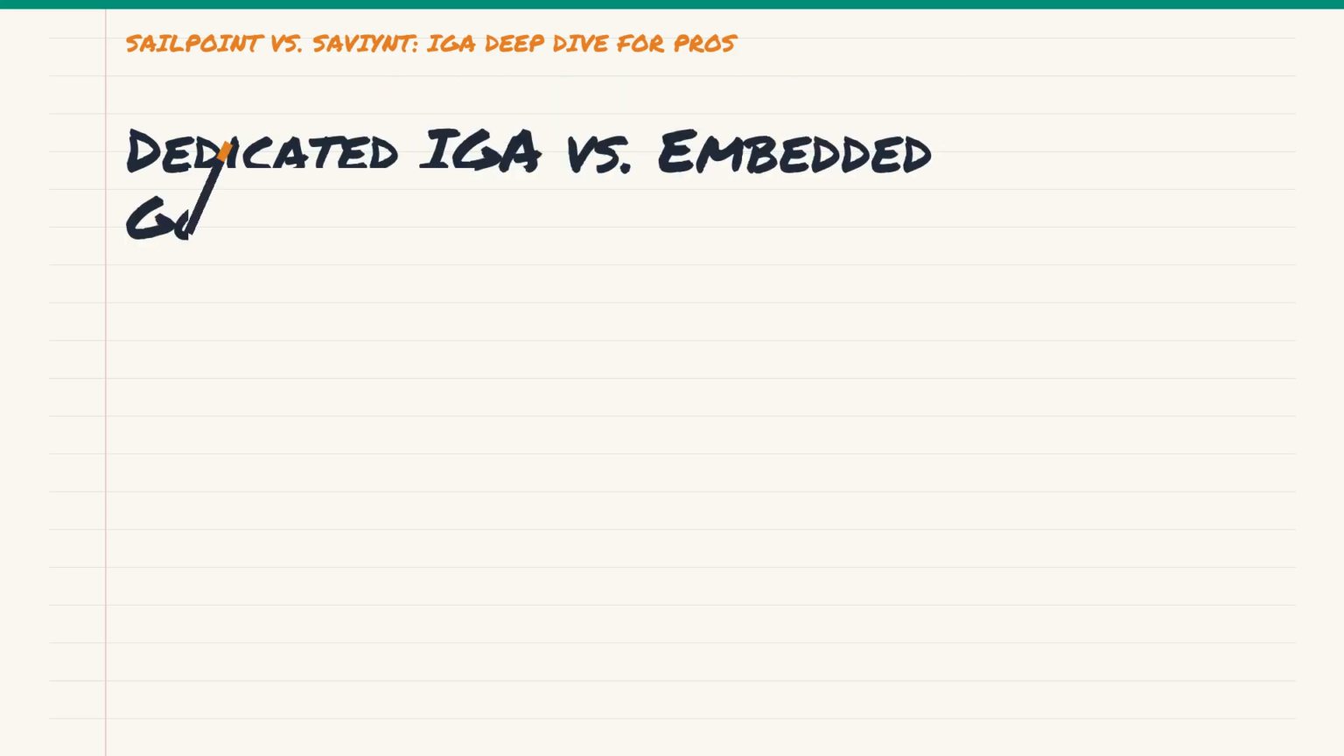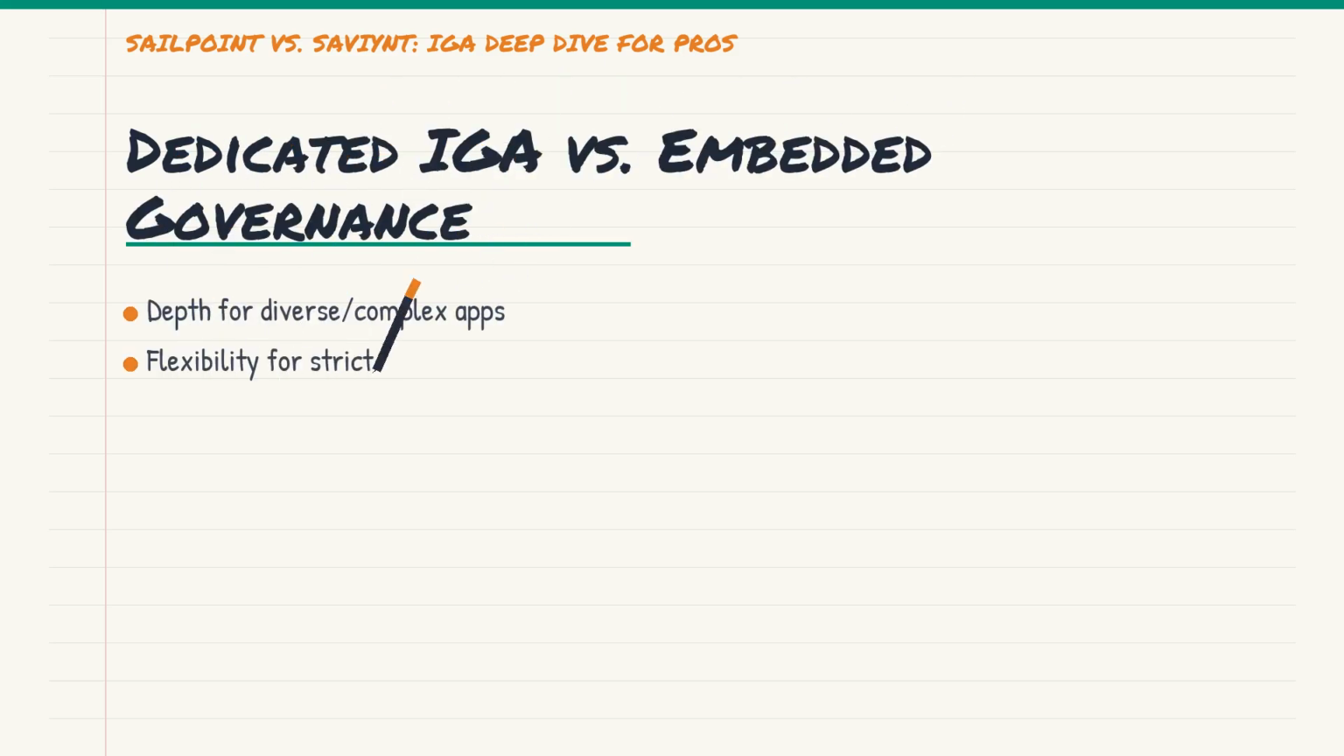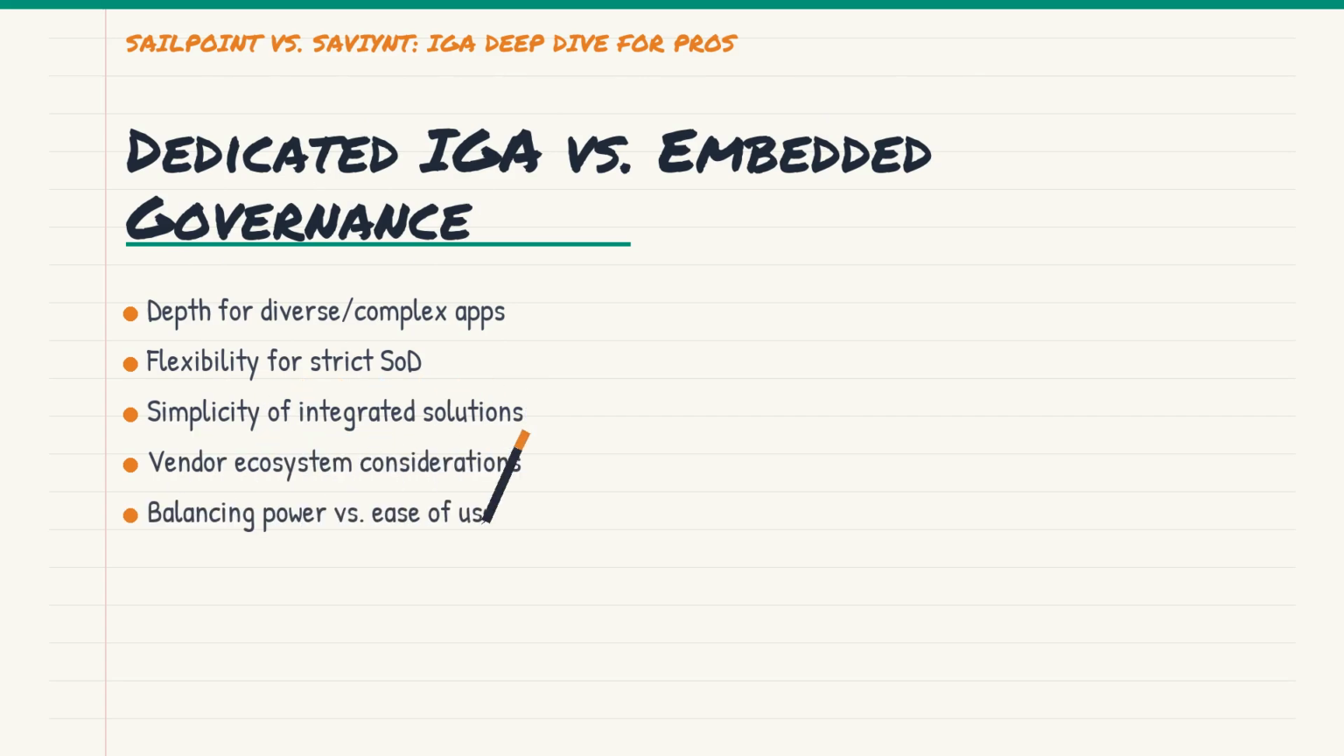To wrap up, let's revisit the dedicated versus embedded governance. For organizations with very diverse, complex application landscapes and stringent SOD requirements, dedicated IGA tools like SailPoint and Saviynt generally offer the depth and flexibility needed. If your primary systems are already within a single vendor's ecosystem, for example, heavily Microsoft-centric, then their integrated governance features might be sufficient or at least a good starting point and potentially less complex to manage. It's a trade-off between specialized power and integrated simplicity.